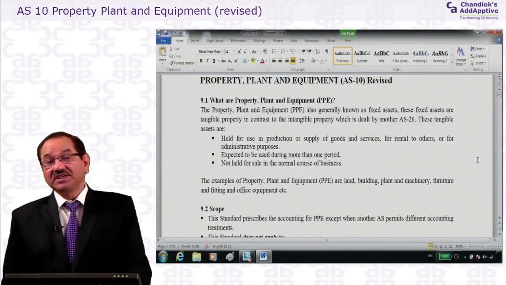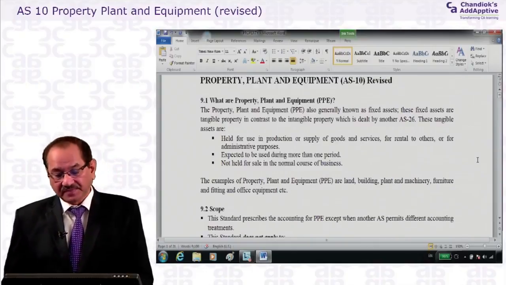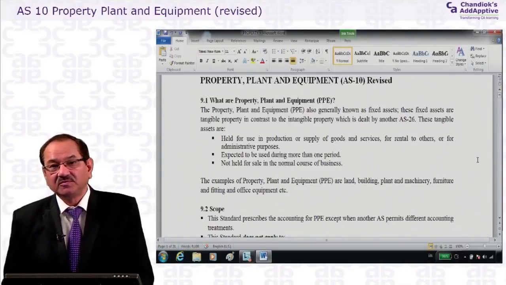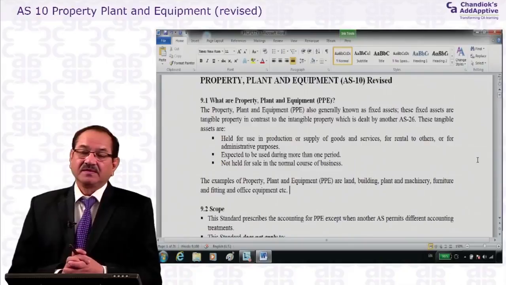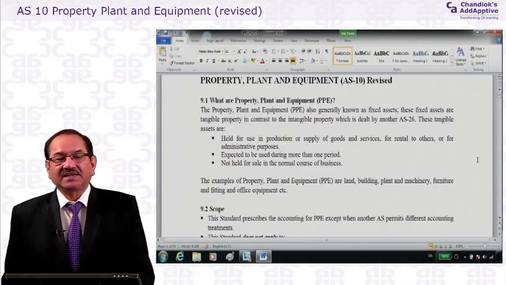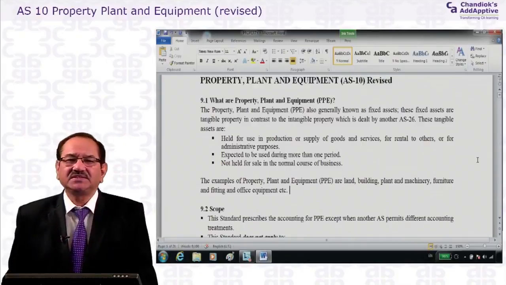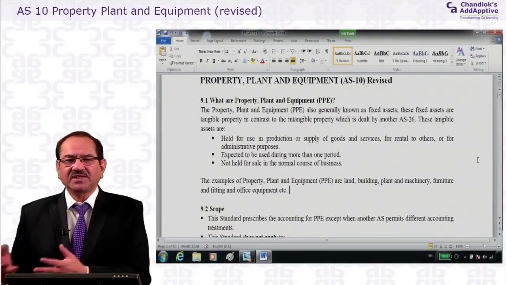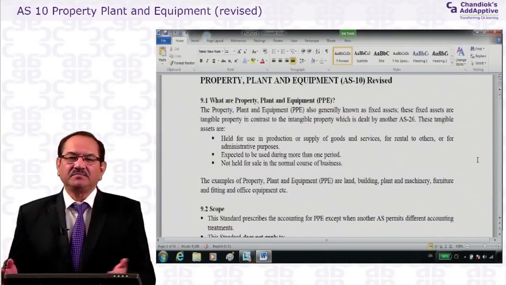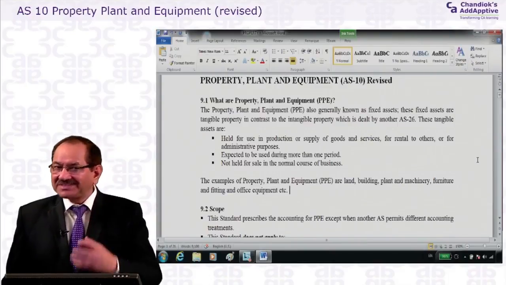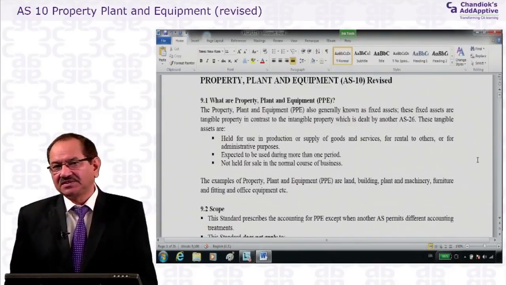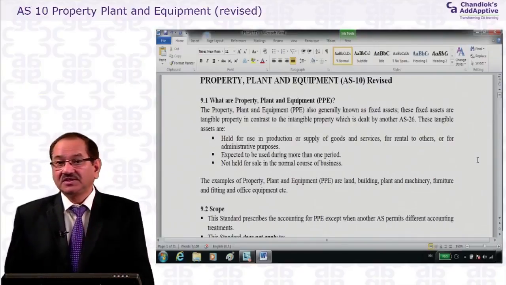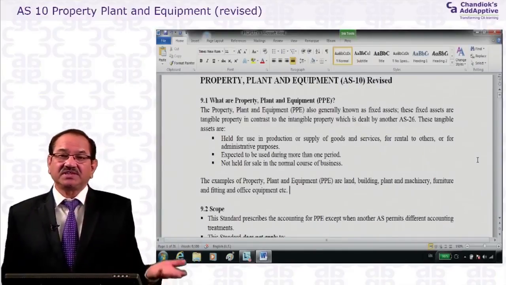So it is held for use in production or supply of goods and services, for rental to others, or for administrative purposes. What is the meaning of administrative purposes? If there is a company like Reliance, they have factories in different places, but they have a corporate office in Mumbai, and that corporate office is meant for administrative purposes. That building may be owned by Reliance, so that is a fixed asset, property, plant and equipment, for Reliance. Now that building is used not for production, not for supply of services, but for administrative purposes.